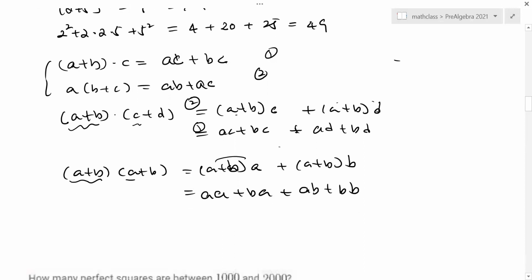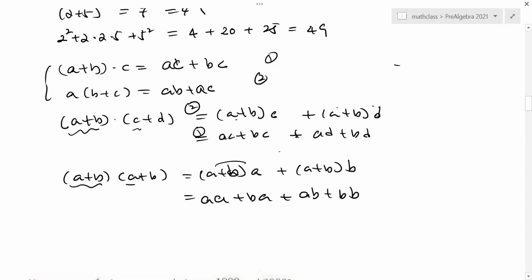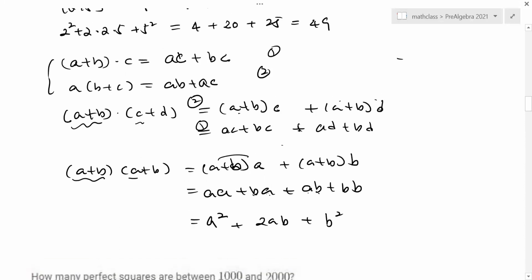Then we're going to introduce a simple notation. A times a is denoted by a squared. BA is equal to AB, so it's twice AB, and B times B is B squared. All right, this is a very useful formula.